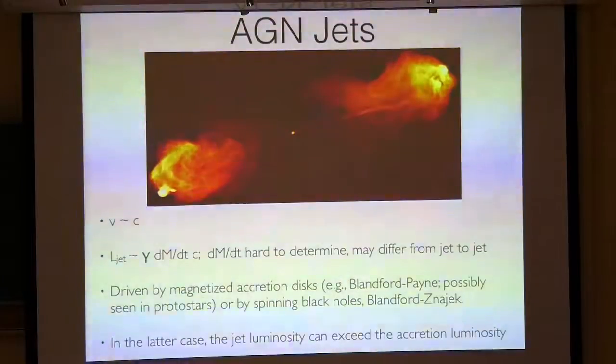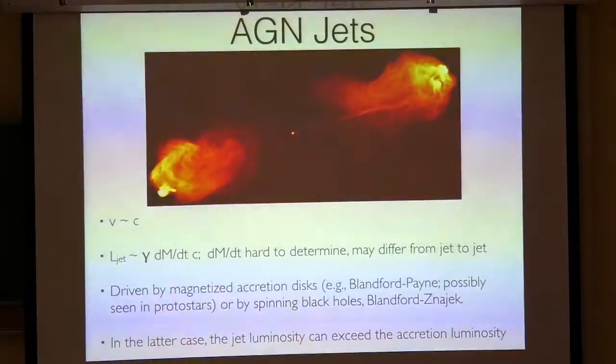They can be driven either by magnetized accretion disks around black holes. That's like a plan for pain. Basically, you've got a disk that's going around, it's got a curved magnetic field. The magnetic field can get way out of it, and you can centrifugally accelerate gas along those field lines. And that is seen in protostars. There's reasonably good evidence for that.